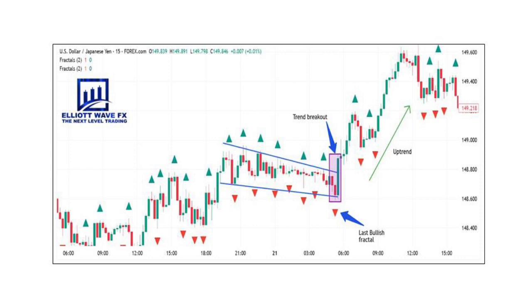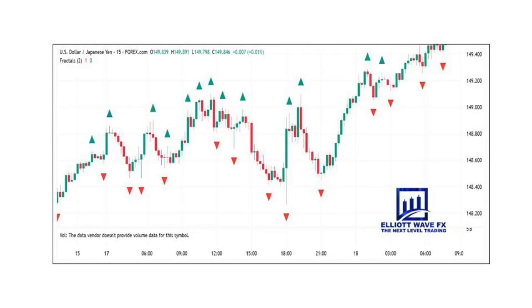At a minimum, a fractal pattern is interpreted as identifying at least a temporary level of price support, bullish fractal, or price resistance, bearish fractal. Traders frequently view a fractal pattern in relation to other technical support resistance indicators, such as daily pivot points, in order to evaluate the strength or probable reliability of the fractal indicator's signal of a trend reversal.